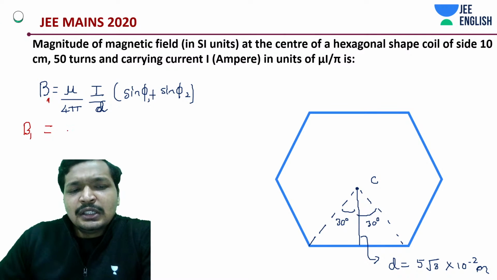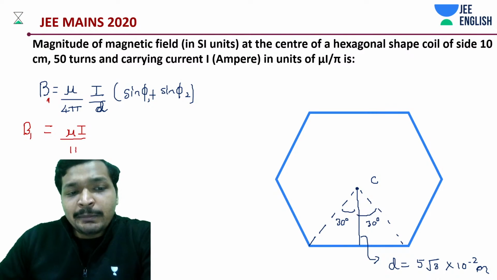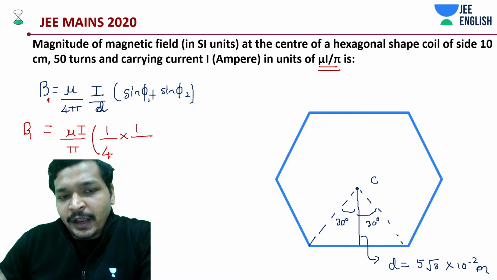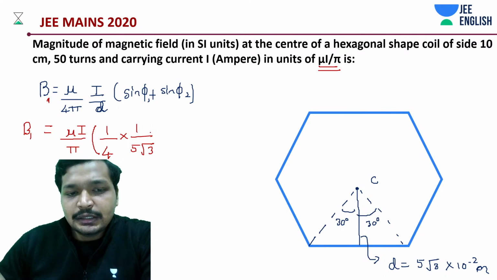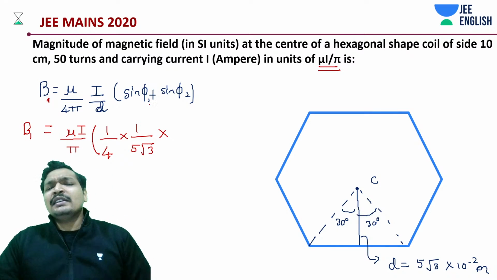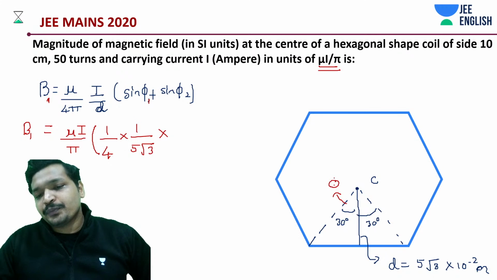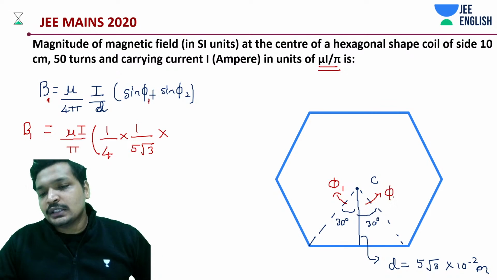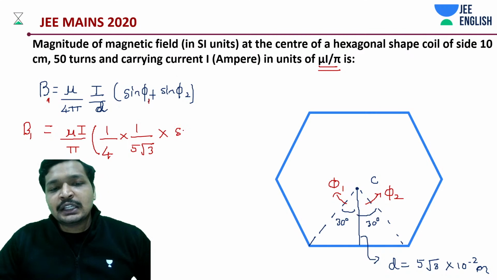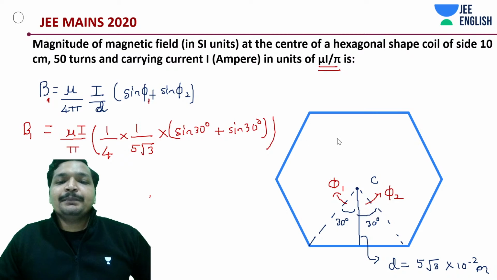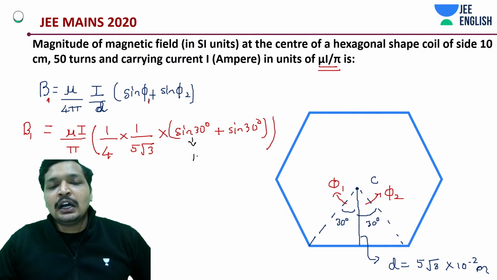Let's call this B1 or something, not B total. So mu I by pi, just keep it aside because you are supposed to calculate in units of mu I by pi, not by 4 pi. Then we have 1 by 4 into distance 5 by root 3. Is that it? Yes. Into sine phi 1 plus sine phi 2. Sine of how much? 30 degrees, right? Here you go. This is phi 1 and this is phi 2. Don't forget this point. Easy question. Often you get this question. So sine of 30 degrees plus sine of 30 degrees. That is how much? Half and half.